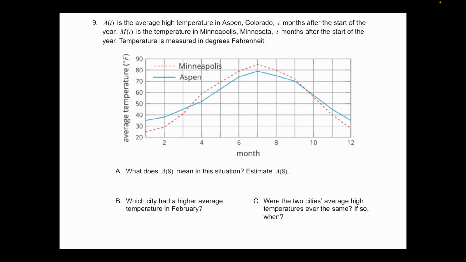So that is the average high temperature of Aspen in August. It was the 8th month after the start of the year, and A of 8 would be this blue one right here, so we can estimate that to be approximately, it looks like 75.